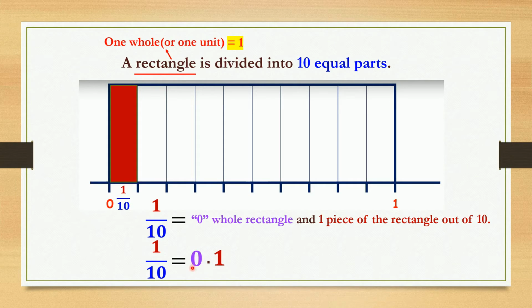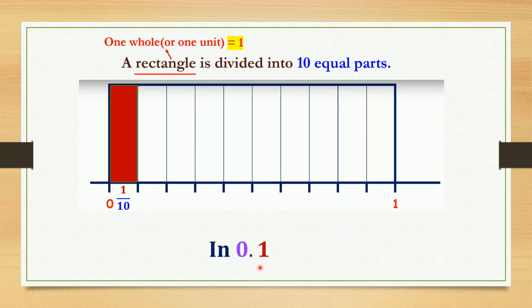So 0 is how many whole rectangles we can make. The point is to separate between how many whole rectangles we can make and the pieces out of 10 that will remain. The point is a separator between the whole units and the pieces out of 10. We read it 0.1.